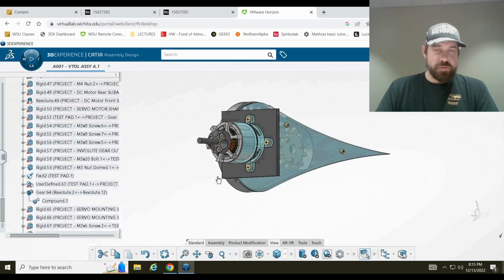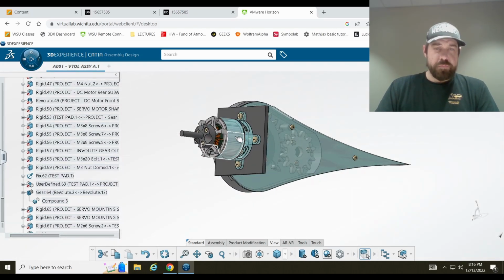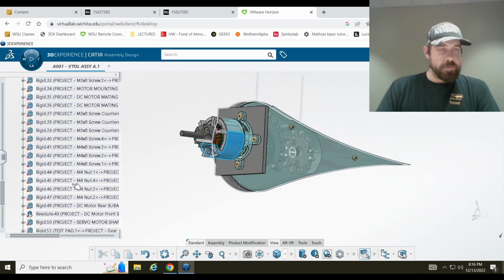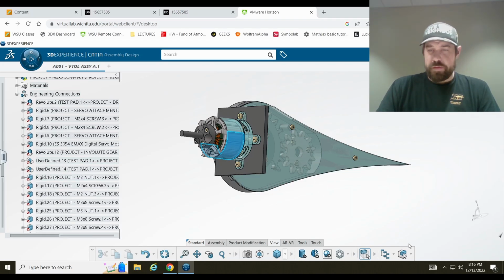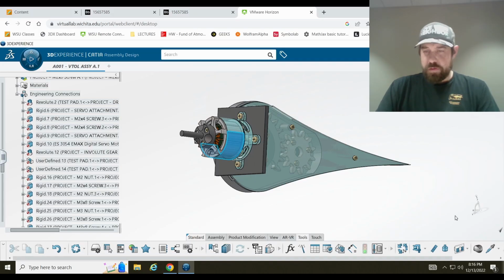A similar connection, as far as the revolute connection goes, was used to put the front and back sections of the DC motor together so that they are able to rotate relative to each other. And again, everything else is pretty much held in place. We didn't want things to really move around, except for the couple of things that we need to move.